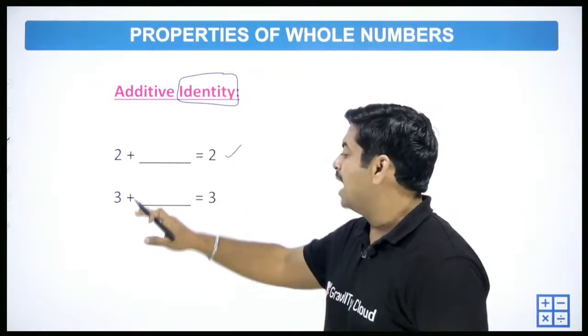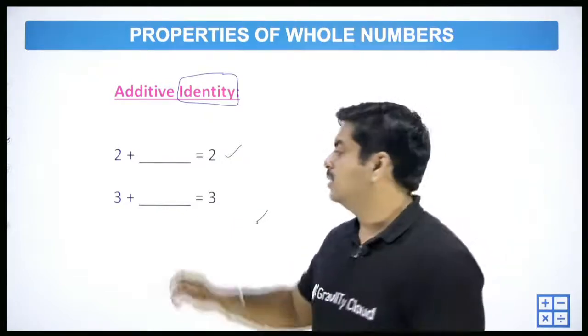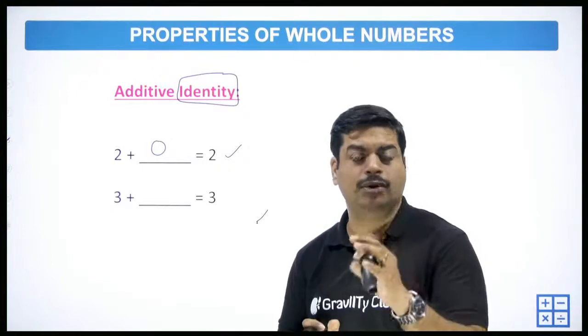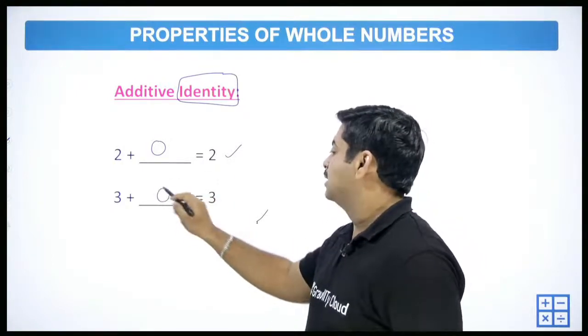For the number 3, I need to add some number to get the answer 3 again. So what is that number? That value is nothing but 0. So 2 plus 0, whatever number you add to 0, you'll get the same answer back. So 2 plus 0 is equal to 2, and 3 plus 0 is equal to 3.